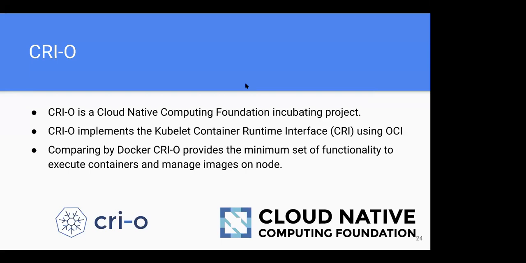In addition, CRI-O can't sign and push images to various image storage. And like containerd, CRI-O can't build an OCI image. So compared to Docker, CRI-O provides the minimum set of functionality to execute containers and manage containers on a node.